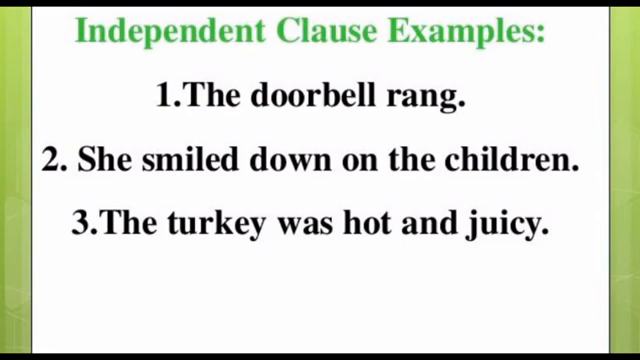Look at the fourth example. The turkey was hot and juicy. Here the turkey is the subject and was hot and juicy is the predicate. So we can conclude that in all these sentences there is a subject and predicate. These sentences can stand alone because they are complete in themselves. So these are examples of an independent clause.